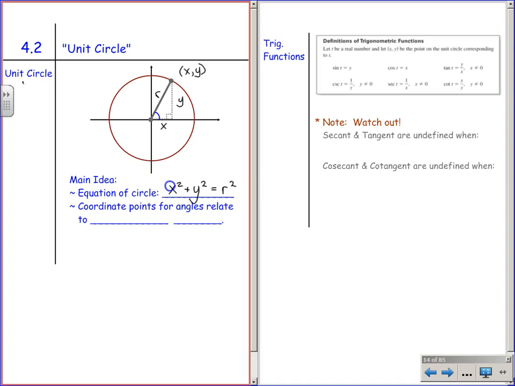Unit means make the radius equal to 1. So we're actually going to take away the r and put in a 1. 1 squared is just 1. So the equation of the unit circle is scaling back any circle to a radius of 1.